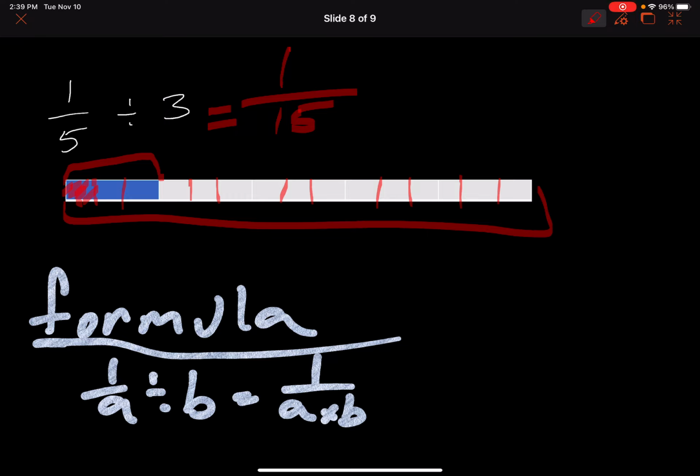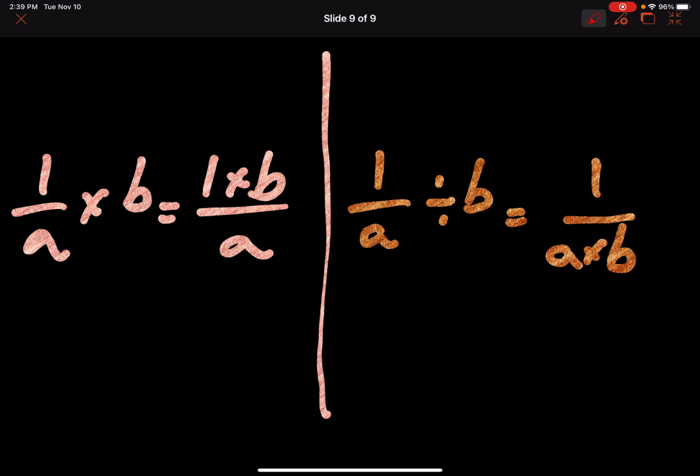Okay, so when I'm looking at this, the formula is 1/a, so the 5 would be the a, divided by b, the 3 is the b, right? This is the 3 here, and this is the 5 here, okay? And then this would end up being 5 times 3. So I'm kind of hoping you already figured this out, right? So if I'm looking at these formulas, notice that this one is multiplication and this one is division. What do you notice that's different? And what do you notice that's the same?